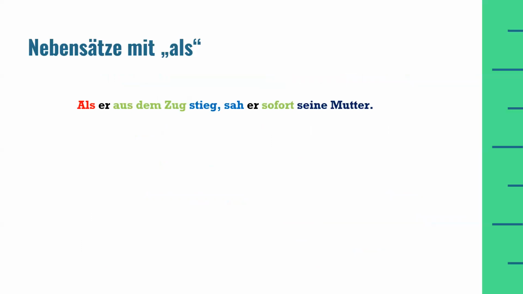Als er aus dem Zug stieg, sah er sofort seine Mutter. When he got off the train, he saw his mother immediately. Again, we start the sentence with the als conjugation, and er will come at the second position because it is the subject of sentence. Aus dem Zug. Aus is dative preposition and Zug is a masculine noun, so we will use dem in this case.